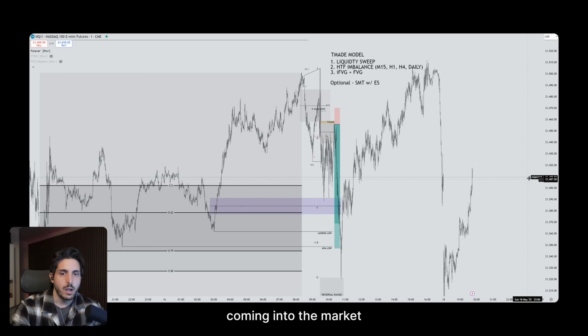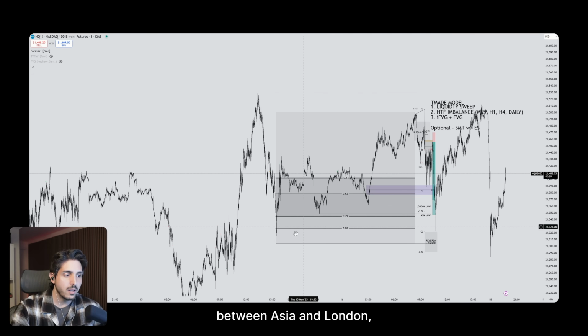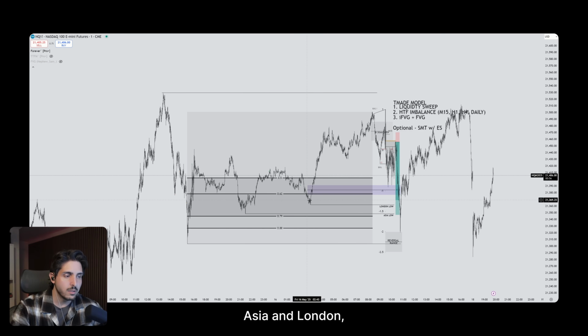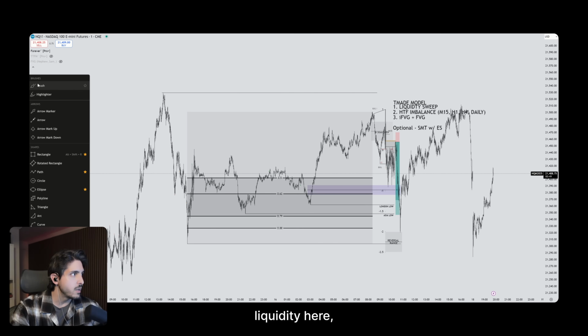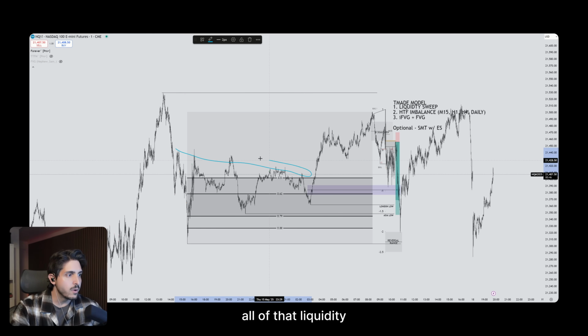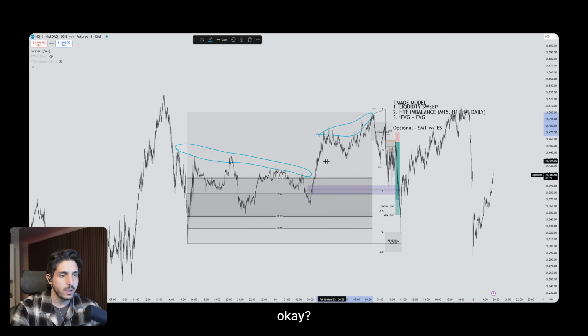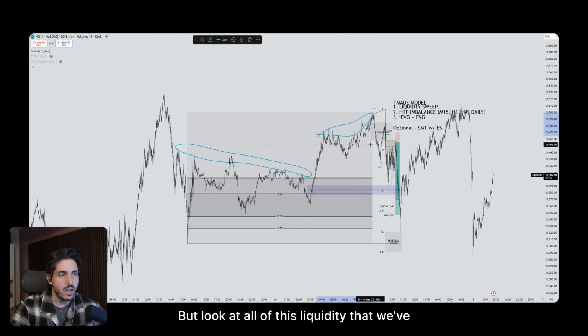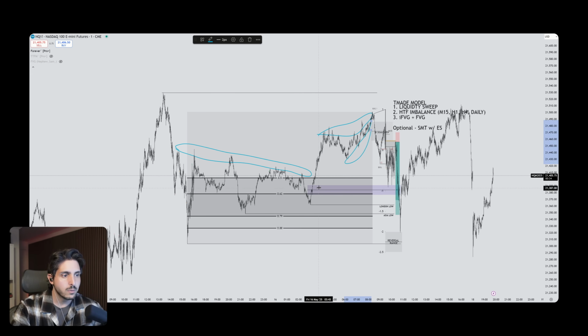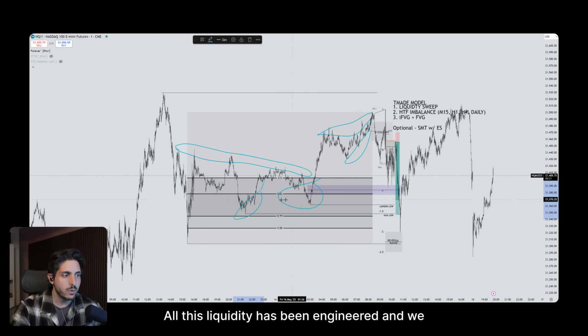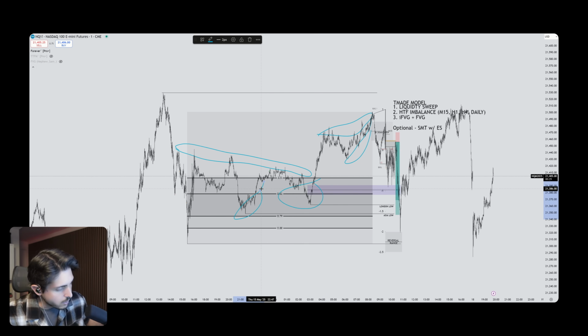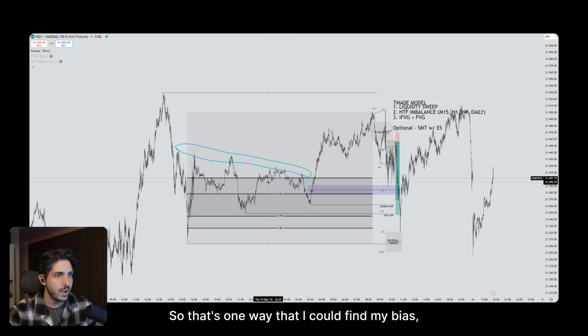Well, coming into the market between Asia and London, we never swept liquidity and we just continued to trade higher. All of this liquidity here has already been taken, and on this push higher, all of this liquidity gets taken. But look at all of this liquidity that we've engineered here, here, here. All this liquidity has been engineered and we haven't taken it. So that's one way that I could find my bias.